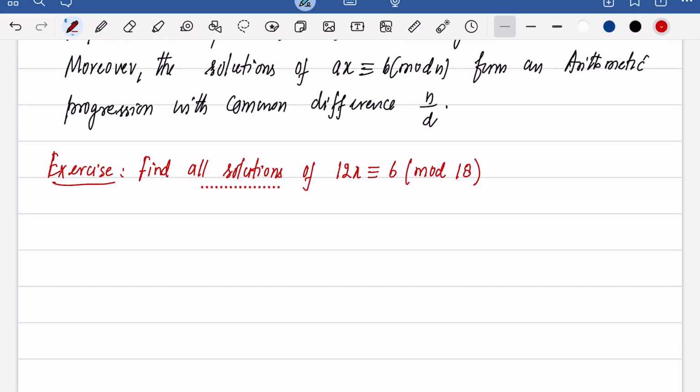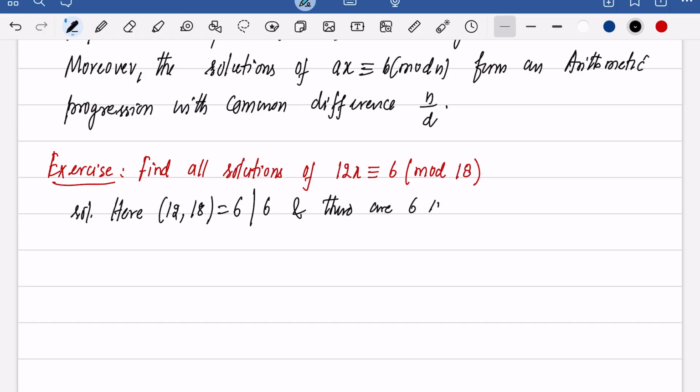We will take up this exercise: find all solutions of 12x congruent to 6 modulo 18. So here, the GCD of 12 and 18 is equal to 6, and 6 divides 6. So there are 6 incongruent solutions. Now let's find these solutions.